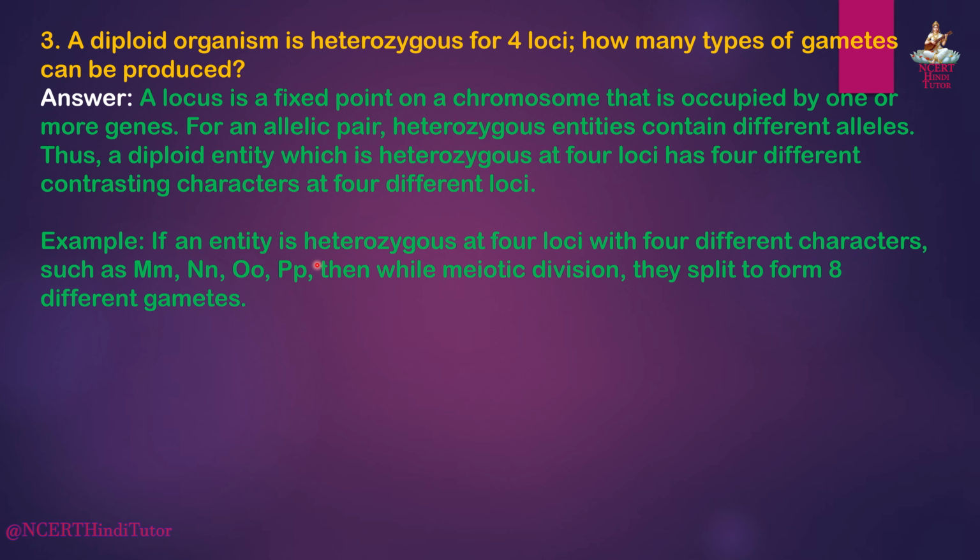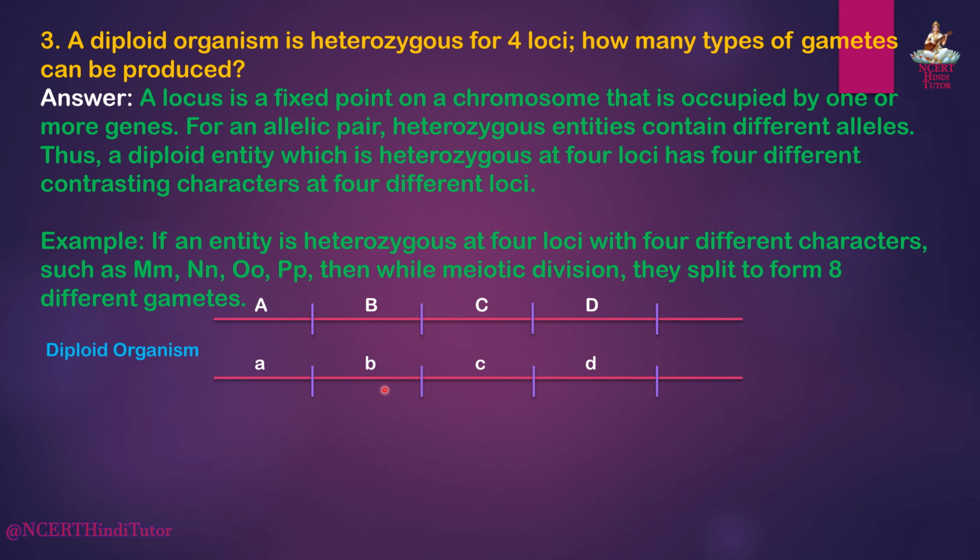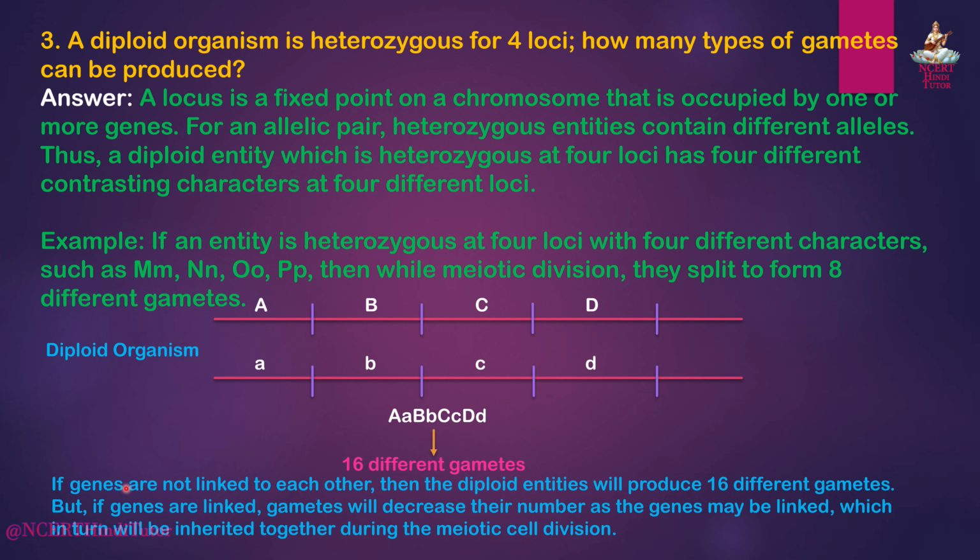Thus, a diploid entity which is heterozygous at 4 loci has 4 different contrasting characters at 4 different loci. Example, if an entity is heterozygous at 4 loci, then during meiotic division, they split to form different gametes. Diploid organism, capital A, capital B, capital C, capital D, small a, small b, small c, small d. Capital A small a, capital B small b, capital C small c, capital D small d. 16 different gametes. If genes are not linked to each other, then the diploid entities will produce 16 different gametes.